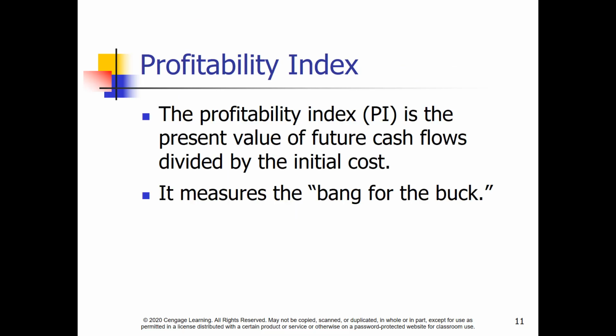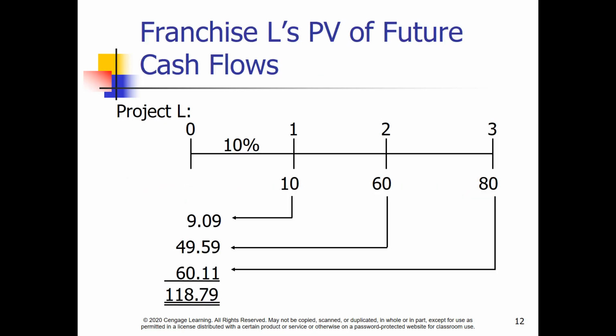The profitability index is closely related to NPV. It measures the dollar return per dollar of investment, bang for your buck, so to speak. We've already seen how to arrive at the net present value of Project L. It's $18.79. So ignoring the cash flow 0 cost of $100, the present value of the inflows must equal 100 plus 18.79, 118.79.